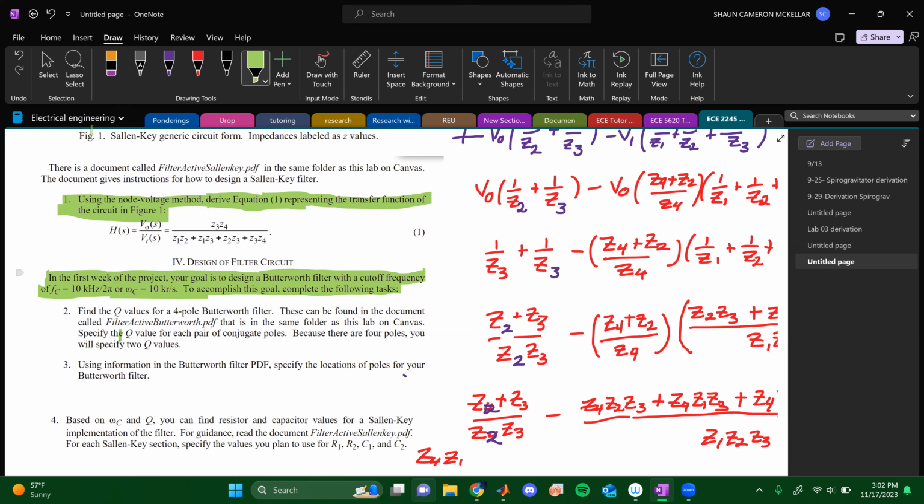So part 2 says, find the Q values for a 4-pole Butterworth filter. These can be found in this document, filteractivebutterworth.pdf, and it's in the same file folder as this lab on campus. Specify the Q value for each pair of conjugate poles. Because there are 4 poles, you'll specify 2 Q values. So we'll go over this all together.